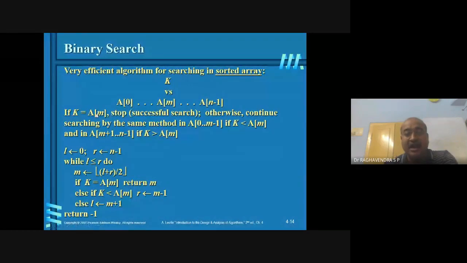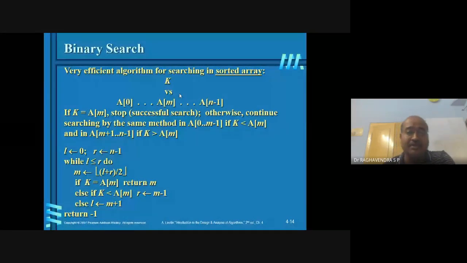Otherwise, if it is unsuccessful, then the key element will be compared with A of m. If the key element is smaller than A of mid, the search will continue in the left region. On the other hand, if the key is greater than A of mid, then the search will continue in the right-hand side. So here we are going to reduce the search area. We are reducing the search area. When you reduce the search area, the process becomes more and more optimal.